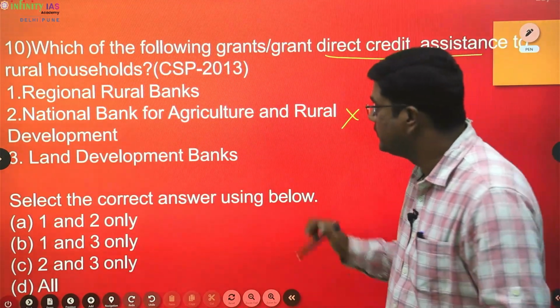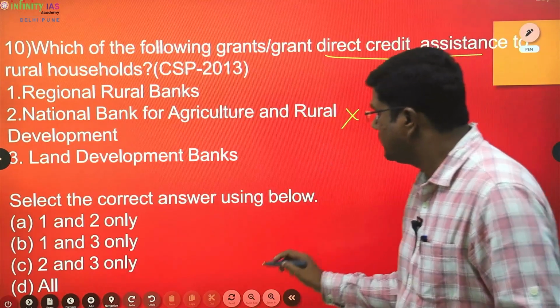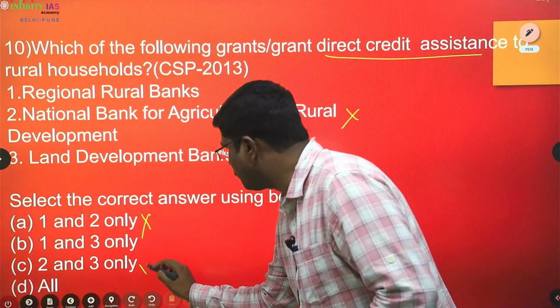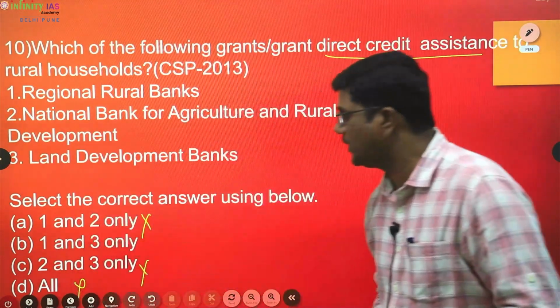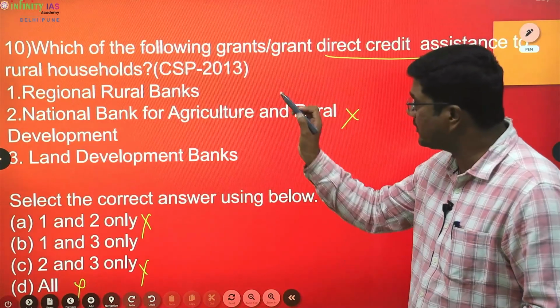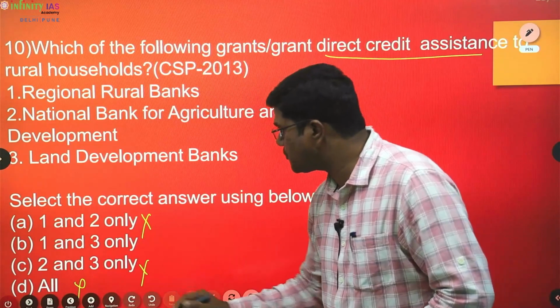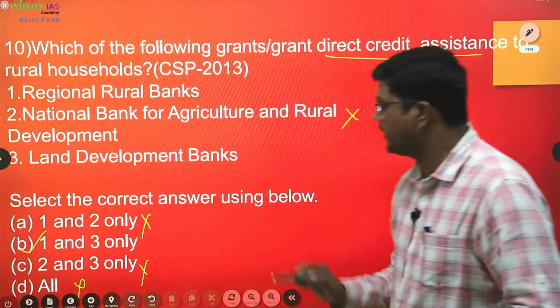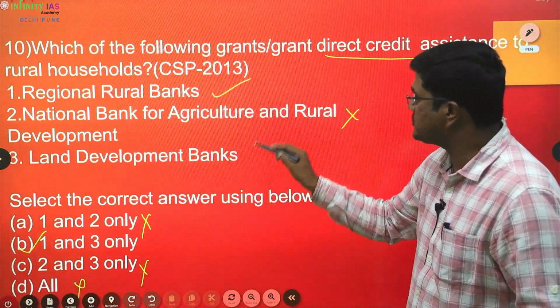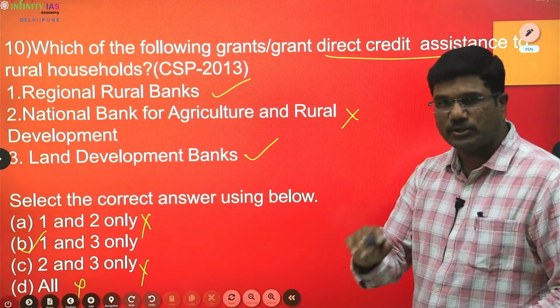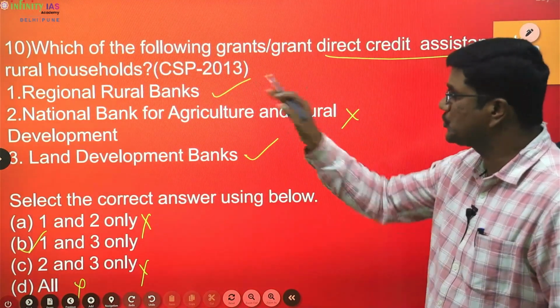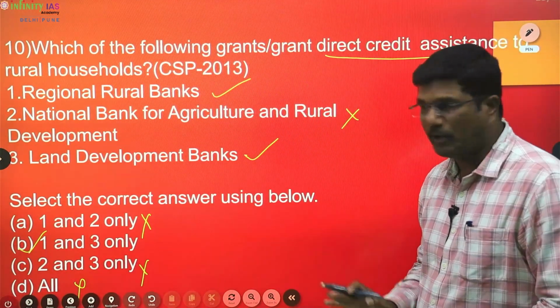Remember carefully. So the second is not there, and if the second is not there, then you are left with only one option. Elimination technique. If you are sure that the second is wrong, you are left with one option, and the answer is obviously B, that is 1 and 3. RRBs and land development banks give direct credit assistance to rural households. I hope you got it clear.